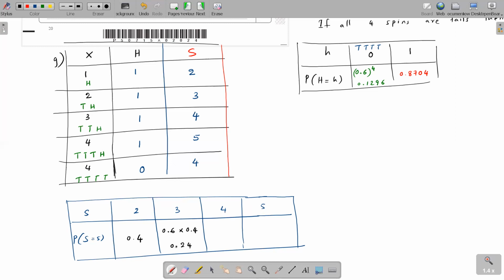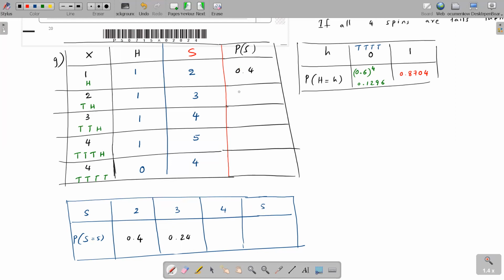Understood? Okay, so I think it's better to not write like this. Inside we'll write the answer only. We will do the calculation here, so the probability calculation goes here. Better to extend this table and then write. This one is 0.6 into 0.4.